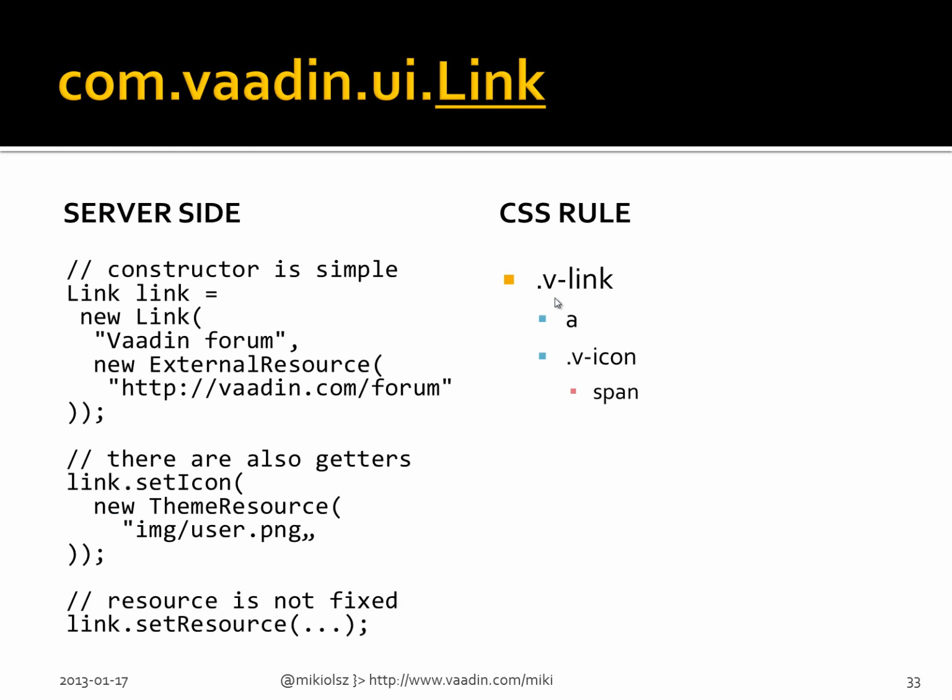The server-side code is very straightforward. The constructor of link takes two parameters. The first one is a string that will be displayed to the user, and the other parameter is the external resource that the link leads to. And of course there are setters and getters for icons and resource. In the browser this is rendered inside a v-link element. The link itself appears in an a element, and the optional icon is inside the v-icon element.